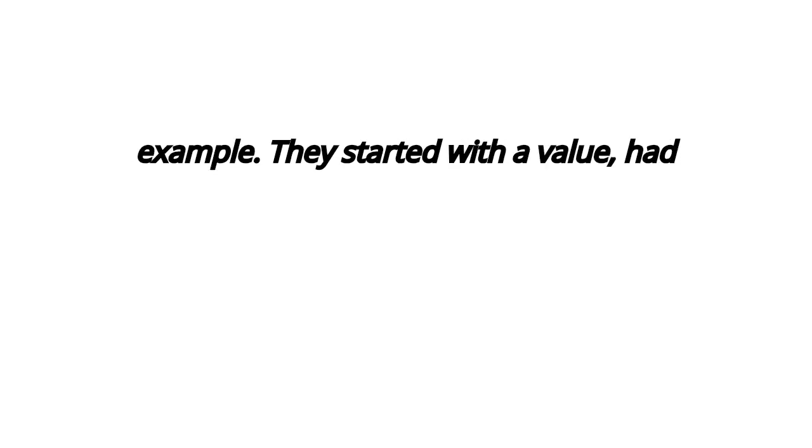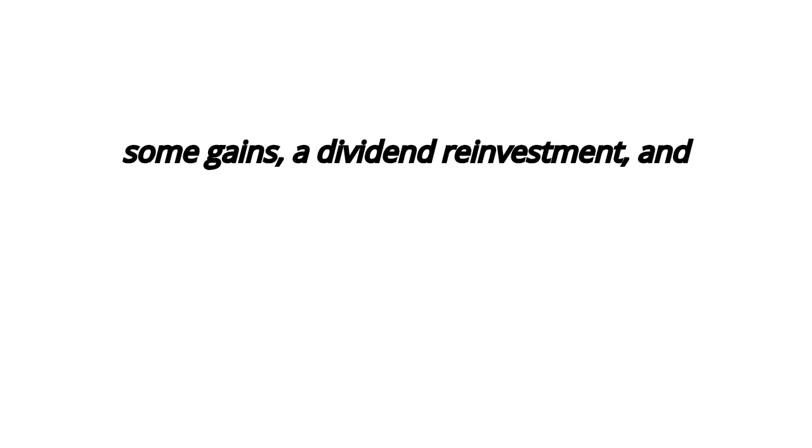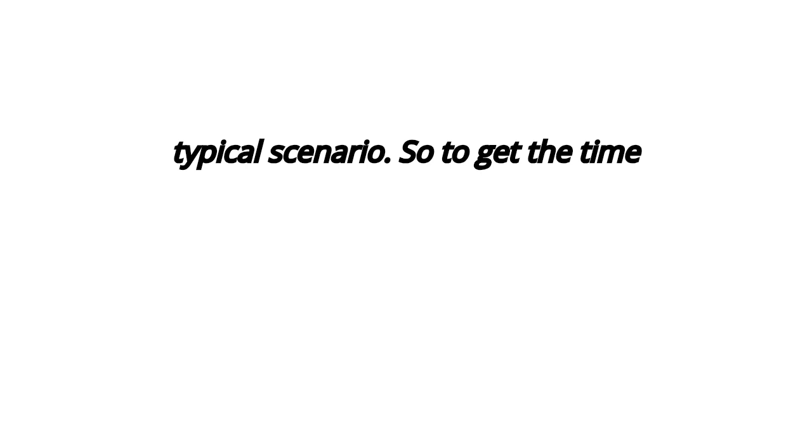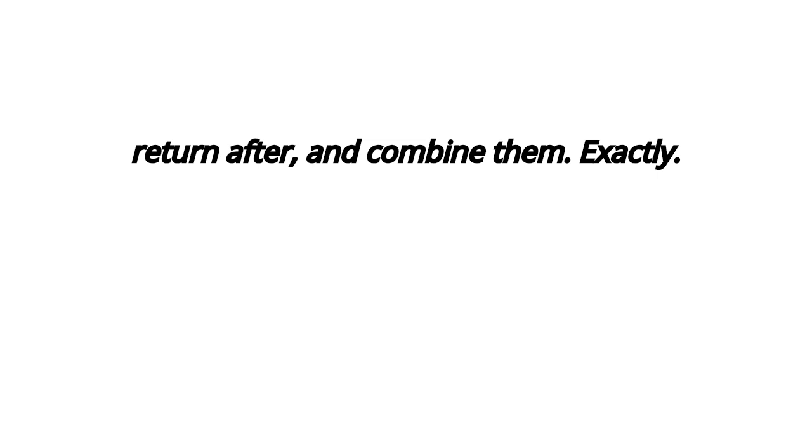Our sources use the Walbright Fund as an example. They started with a value, had some gains, a dividend reinvestment, and then a big new investment came in. Yeah, typical scenario. So to get the time-weighted return, we'd calculate the return before that new money, then the return after, and combine them. Exactly. The initial period had a certain return. The period after the new investment had its own return. By geometrically linking these sub-period returns, you get the overall time-weighted return for the year.